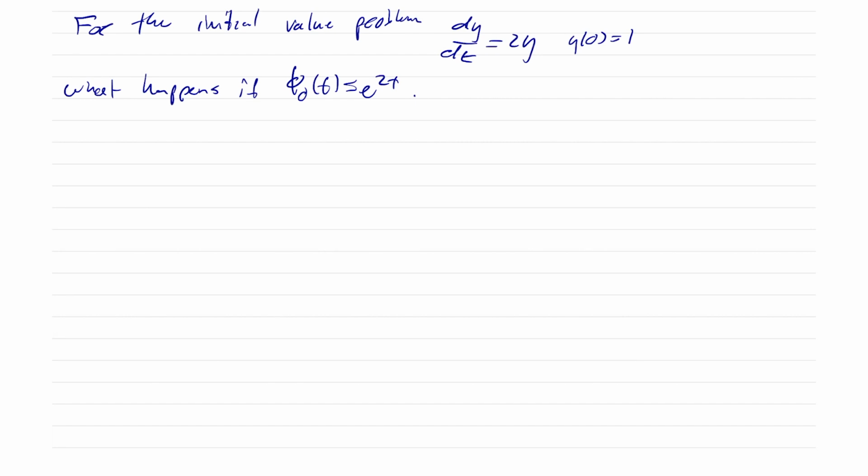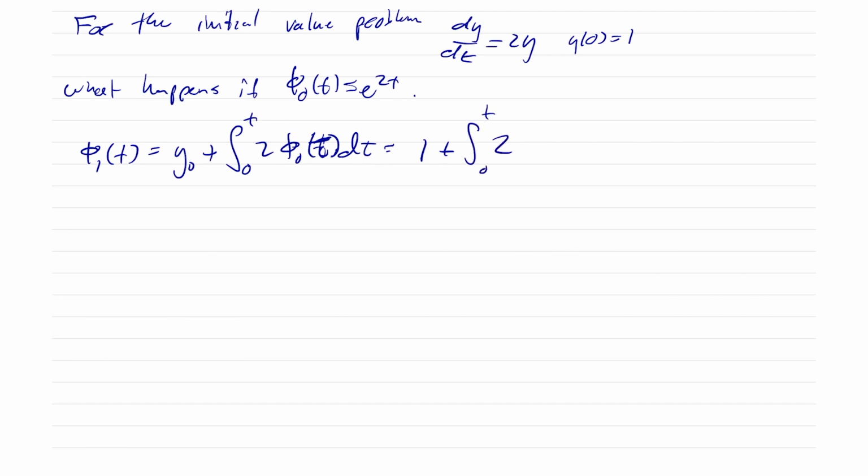Okay, so that's easy to see. So basically, let's see what happens. So we have phi 1 of t is equal to y of 0 plus the integral from 0 to t of 2 times phi naught of tau d tau. And this is going to be 1 plus the integral from 0 to t of 2 times e to the 2 tau d tau, because we're using this guy.